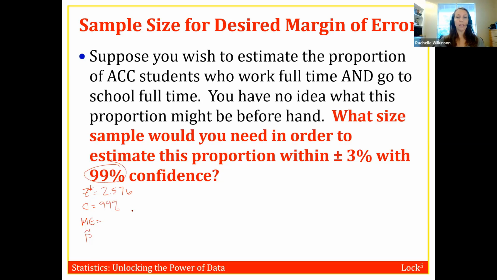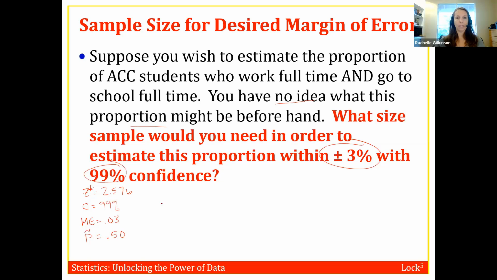All right, so my desired margin of error, it says I want plus or minus 3 percentage points. Of course, I'm going to enter that as a decimal. And P tilde, it doesn't give me anything. It says I have no idea what the proportion might be beforehand. So when I have no idea, then I use 50%, which is 0.50.